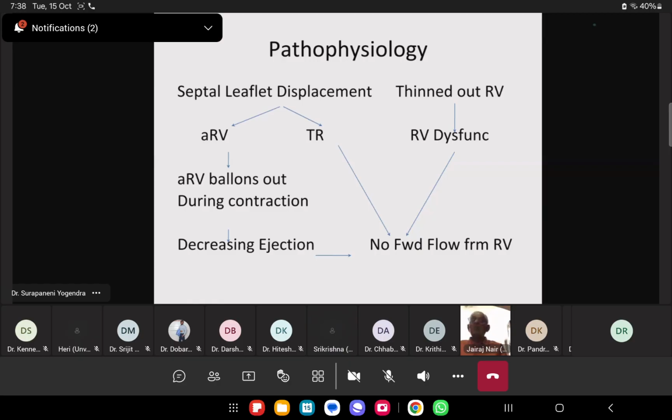Pathophysiology. There are two pathways. First, due to the septal leaflet displacement, there is an atrialized portion of the right ventricle and tricuspid regurgitation. This atrialized right ventricle balloons out during contraction, decreasing ejection from the right ventricle. Tricuspid regurgitation also decreases forward flow from the right ventricle. Then the thinned-out functional RV causes RV dysfunction, with no forward flow from the RV.